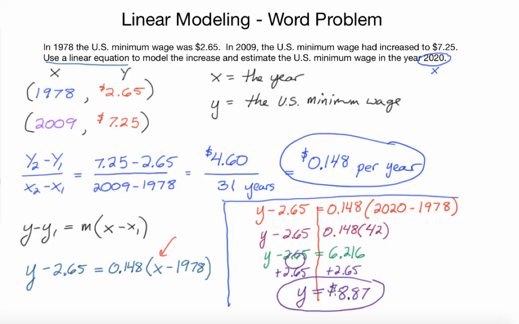So we tried to use a linear equation, and we're able to get an approximate model to see, well, what will be the future US minimum wage. All right, hopefully that was a helpful linear modeling word problem for you guys as you're understanding how we use concepts such as slope and linear equations.